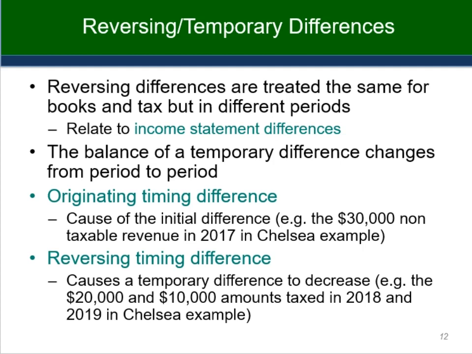So two concepts related to temporary differences are originating differences and reversing differences. An originating difference is the initial temporary difference between the carrying amount and tax basis of an asset or liability, regardless of whether the tax basis of the asset or liability exceeds or is exceeded by the carrying amount of the asset or liability. So it's basically a difference. A reversing difference, on the other hand, occurs when a previously recognized temporary difference is eliminated in whole or in part, and the tax effect is removed from the future tax account.